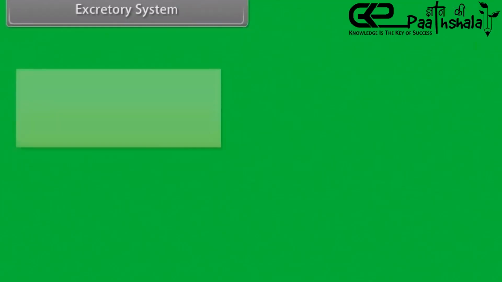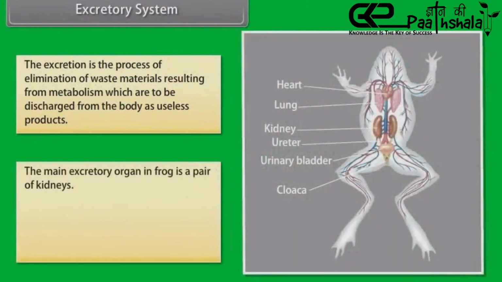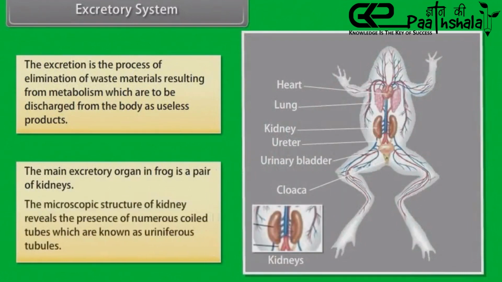Excretory system. Excretion is the process of elimination of waste materials resulting from metabolism, which are to be discharged from the body as useless products. The main excretory organ in frog is a pair of kidneys. The microscopic structure of the kidney reveals the presence of numerous coiled tubes, which are known as uriniferous tubules.